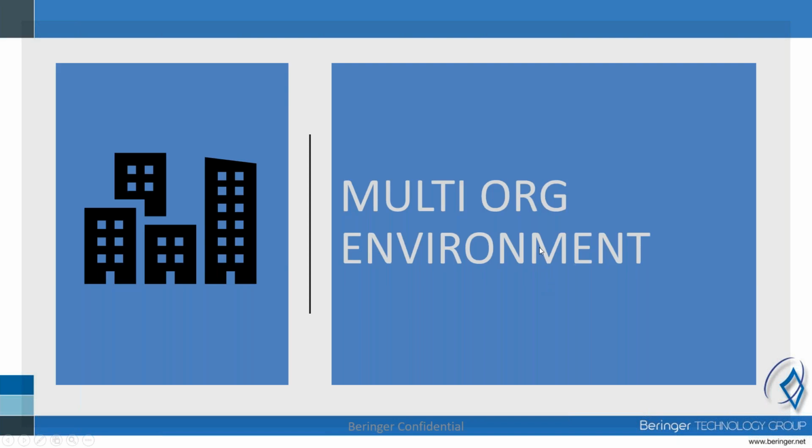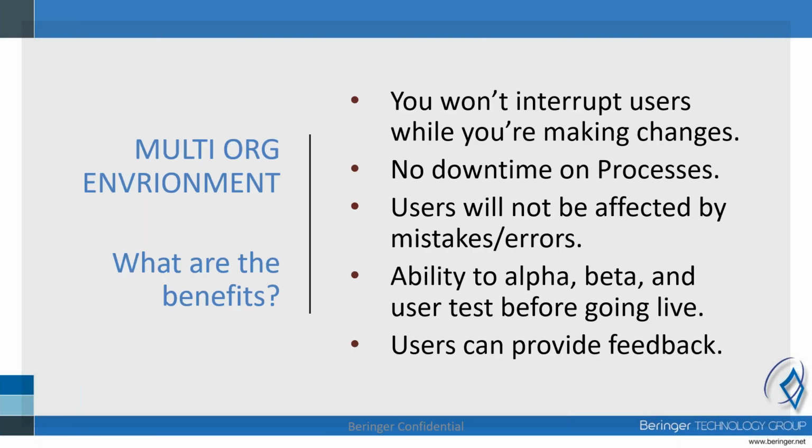Okay, so let's talk about a multi-organization environment and what that looks like. So what are the benefits? You're not going to interrupt users while you're making changes. You have no downtime on your processes, your workflows, business rules, and so forth. Users will never be affected by any kind of mistakes or errors that you make because you're going to fully test everything that you do. And you have the ability to alpha, beta, and user test before going live. And your users can test in your dev or QA environment and provide you with feedback.